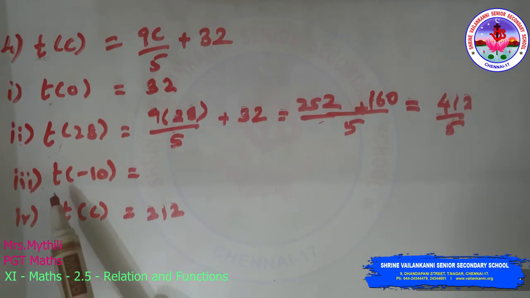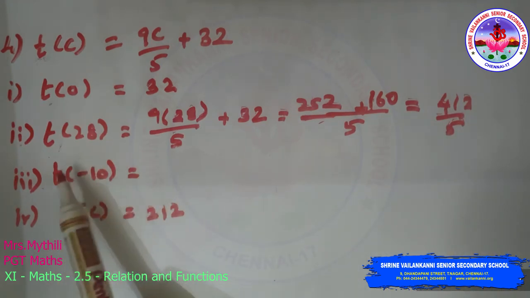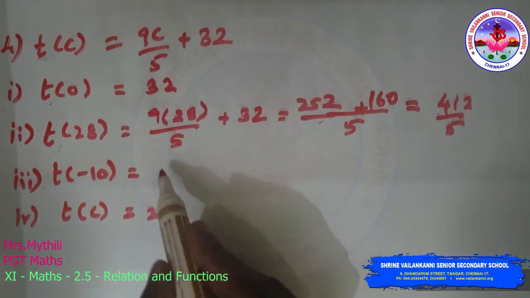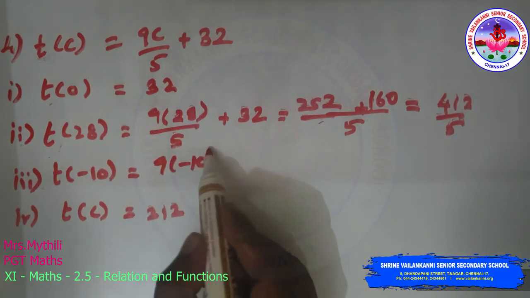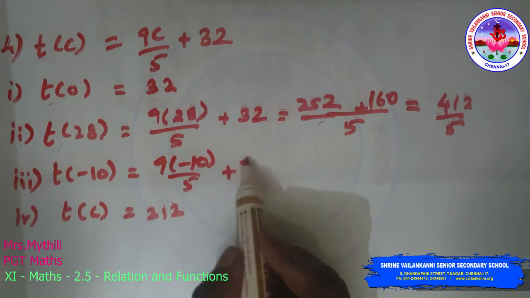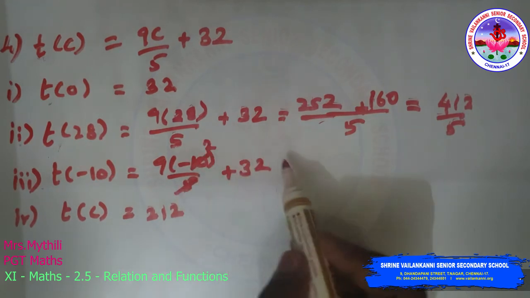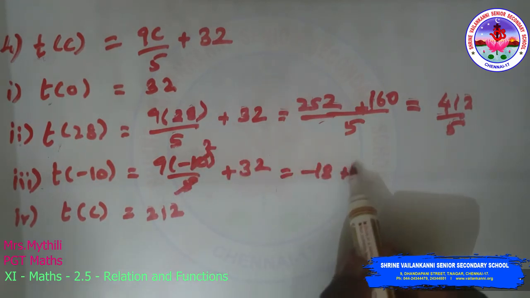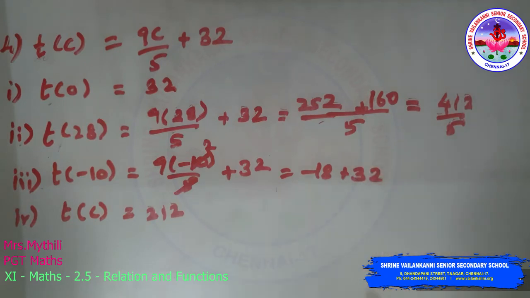Then we have to find t of minus 10. So substitute the value of c. So 9 into minus 10 by 5 plus 32. Cancelling this, you get minus 18 plus 32, which is equal to 14.